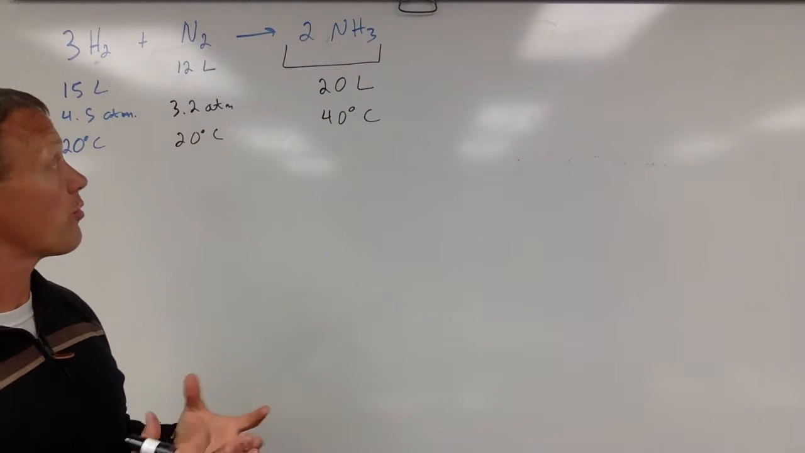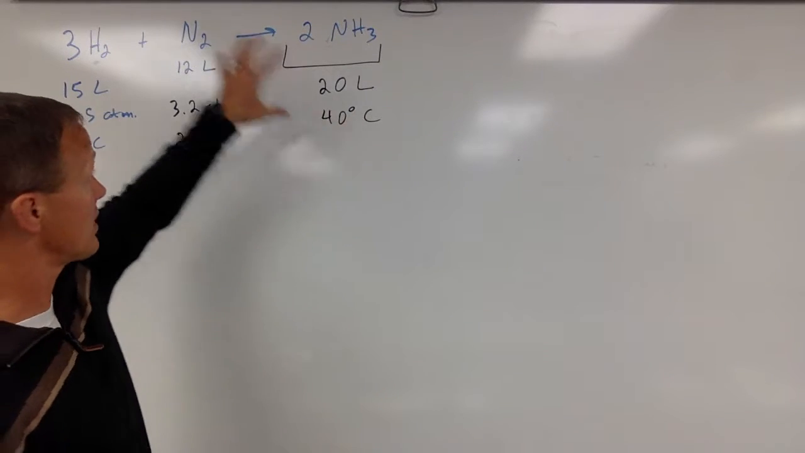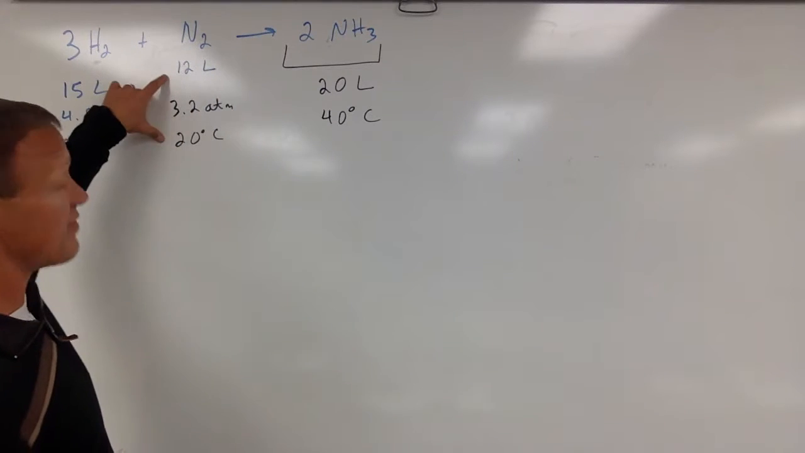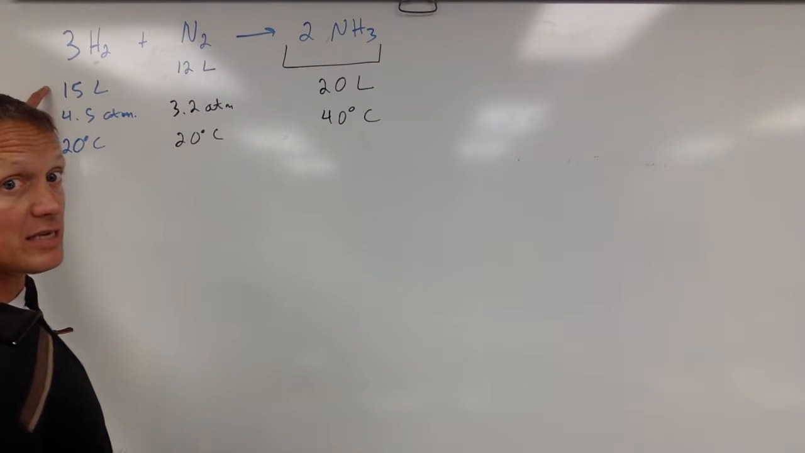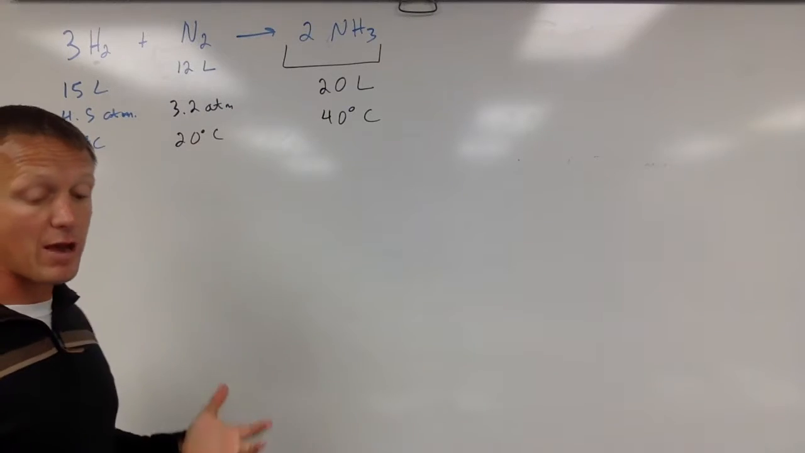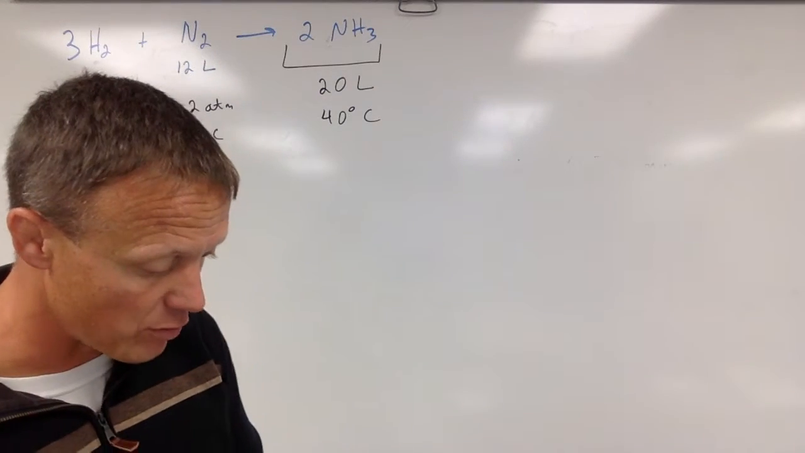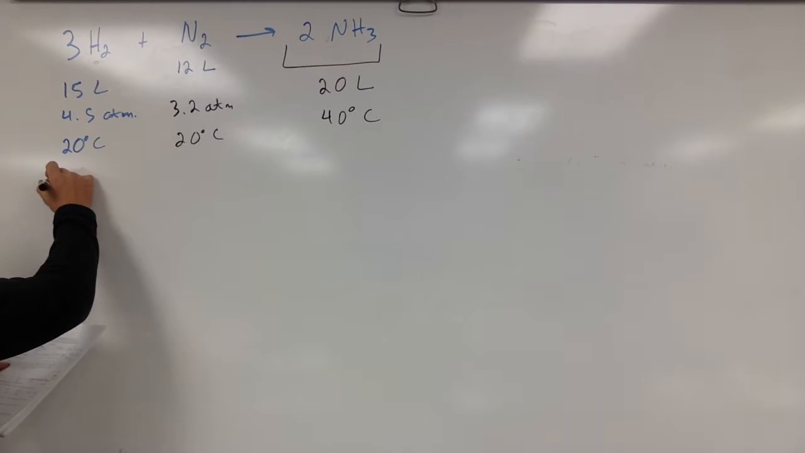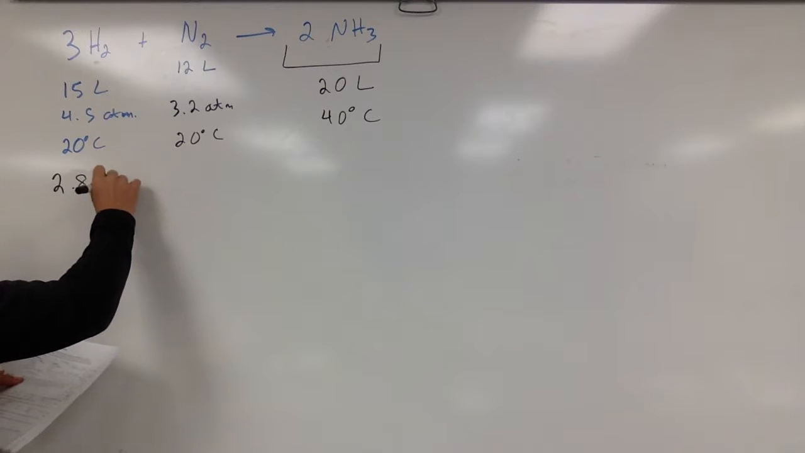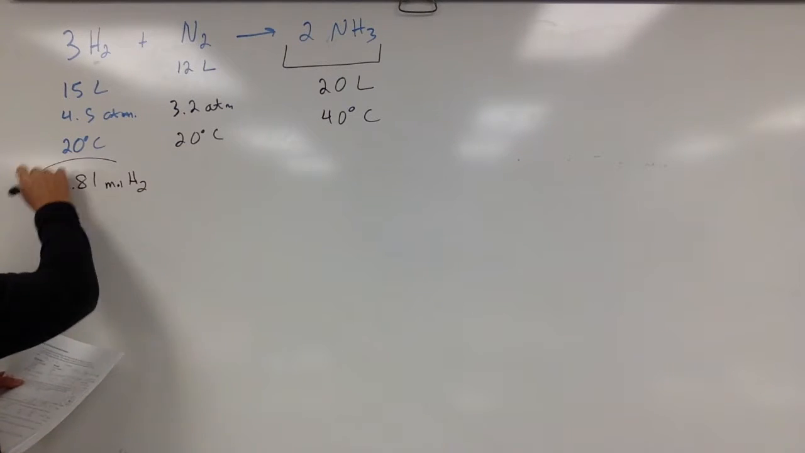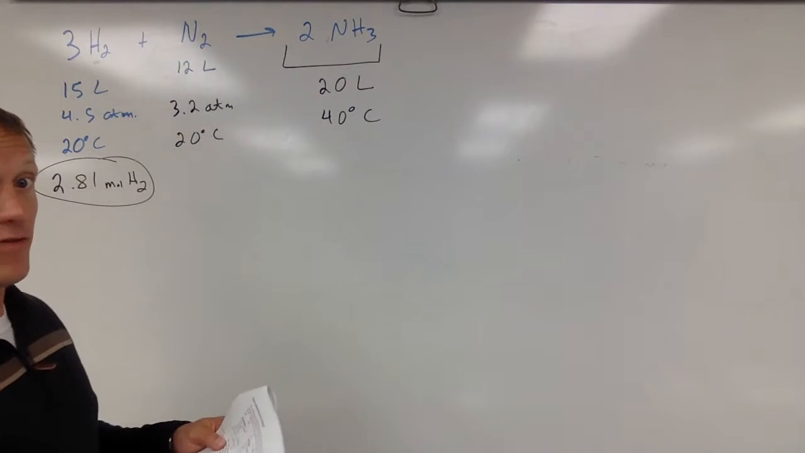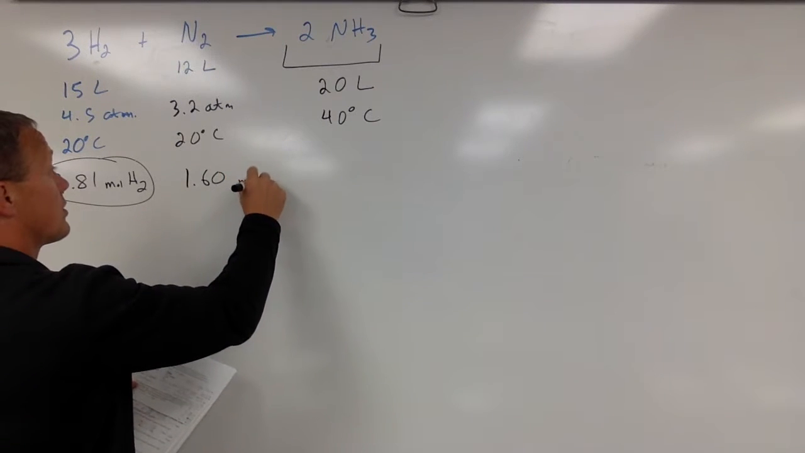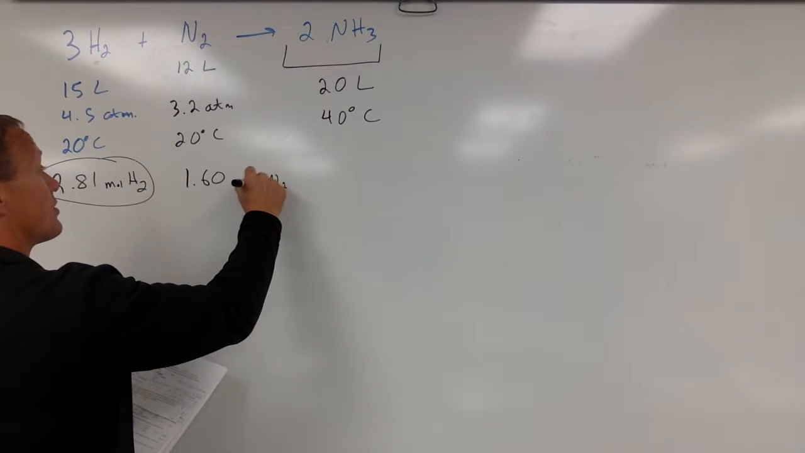Okay, so to get the total pressure at the end, we're going to have to know how many moles of this and how many moles of the excess are there. Plug those into PV equals nRT. So first thing I would do is PV = nRT this, and get moles of each one. I'm not going to show you that work. You guys can hopefully do that, but here's what I got for moles. For moles of hydrogen, I got 2.81 moles. That's how many are available, remember, not how many necessarily reacted. And I got 1.60 moles of nitrogen.